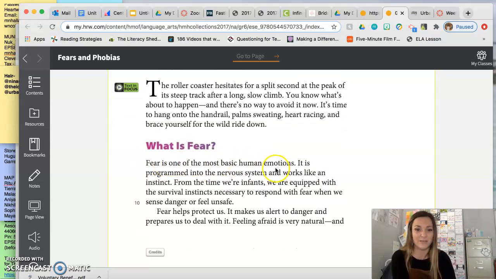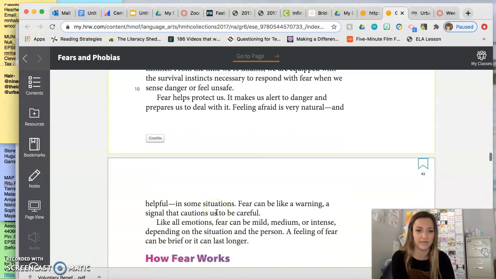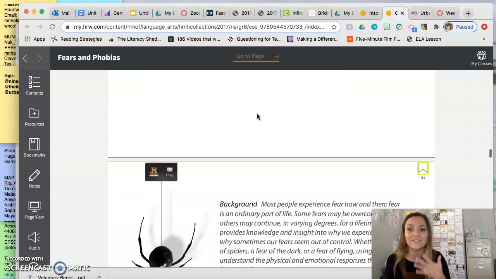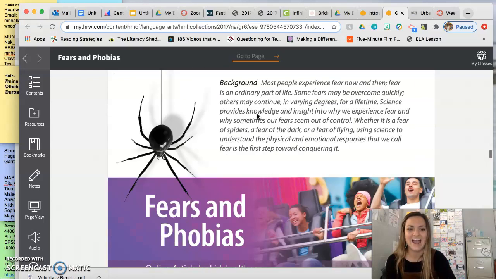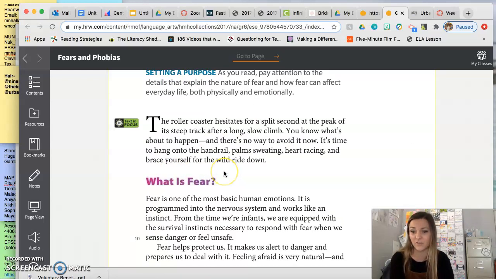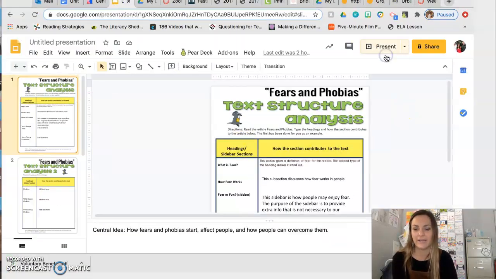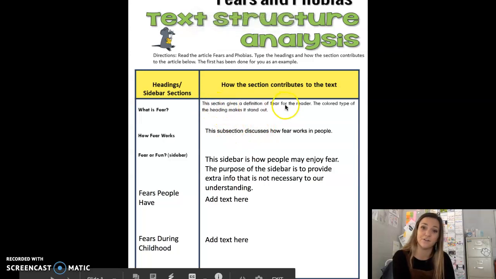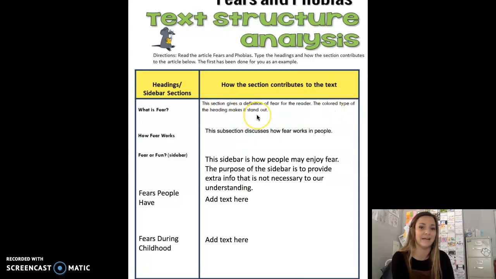So, fear is one of the most basic human emotions. Fear helps protect us. Like all emotions, fear can be mild, medium, or intense depending on the situation. So I'm thinking, okay, these are all defining fear for me. And I know that because what is fear is part of our subtitle. It's bolded. I know that that subsection has to answer my question. So when I look back in here at my answer, I put, this section gives a definition of fear for the reader. The color type heading makes it stand out more.